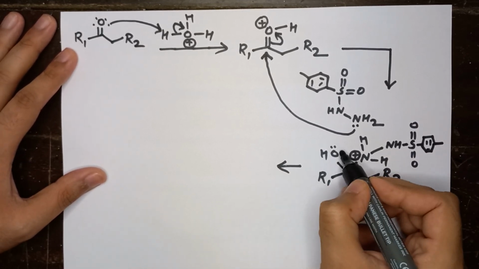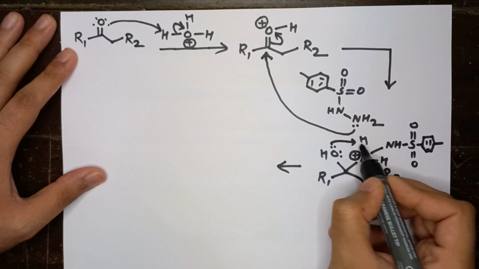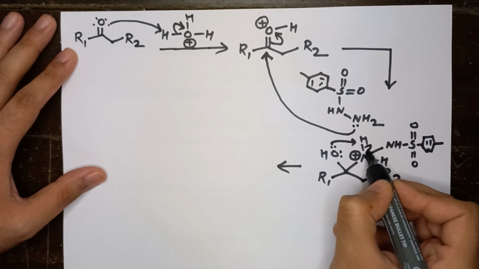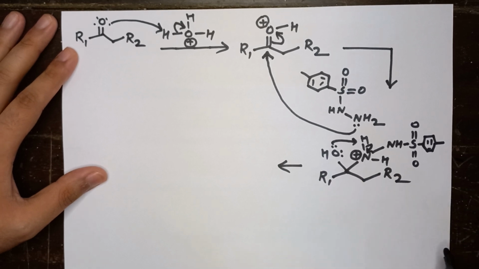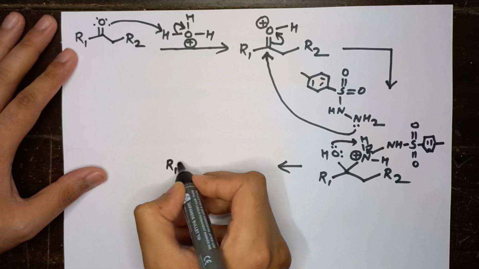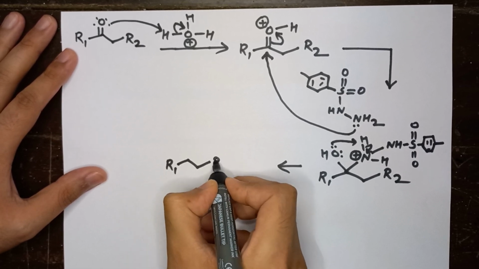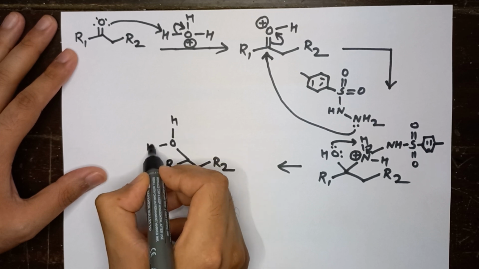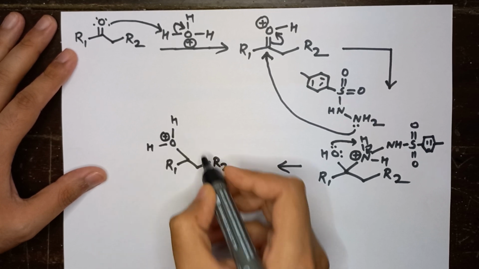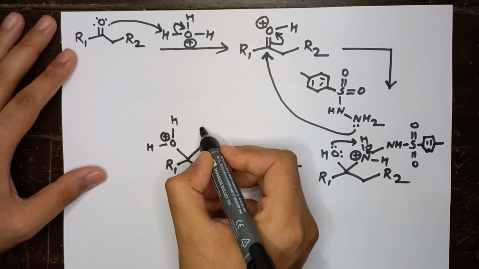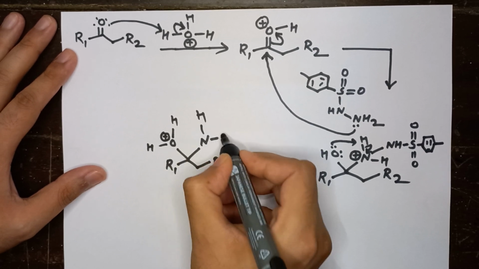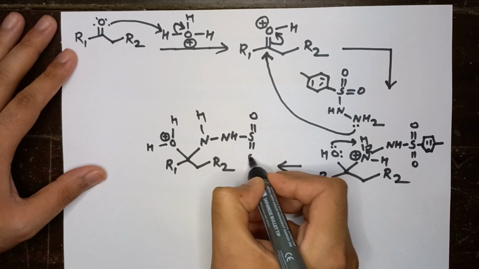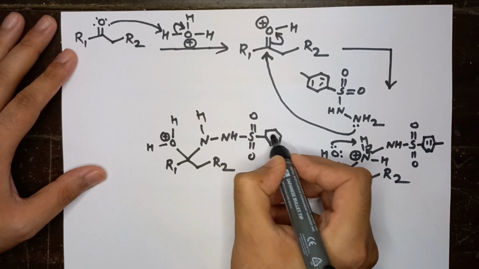Now the intramolecular hydrogen transfer will take place. So this oxygen will take the proton of this nitrogen and will neutralize. So this has become OH2. And here we have NH, NH, S double bond O, and the rest of the part will be the same.